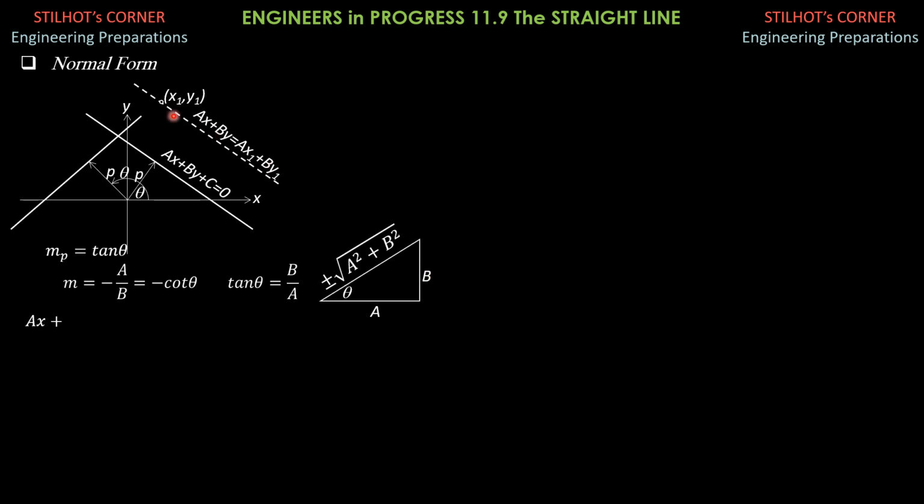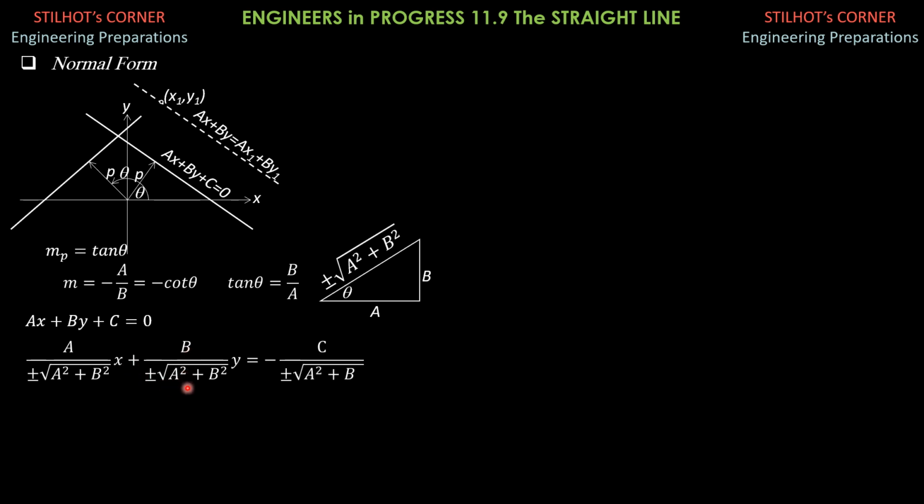So from the general form ax plus by plus c equals 0, all you have to do is divide everything by plus minus square root of a squared plus b squared after we also transpose c to the right. So a over plus minus square root of a squared plus b squared times x plus b over plus minus square root of a squared plus b squared times y equals negative c over plus minus square root of a squared plus b squared. Now, from this right triangle, we defined a over plus minus square root of a squared plus b squared as cosine of theta, and b over plus minus square root of a squared plus b squared as sine of theta.